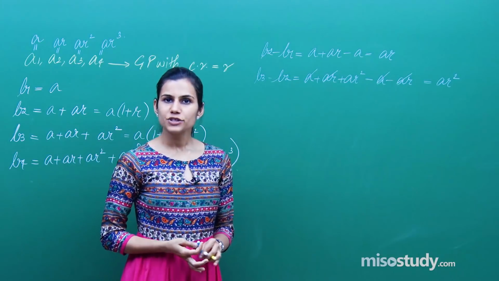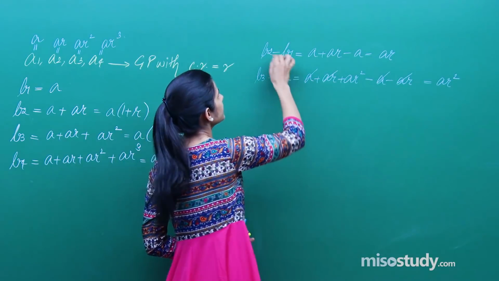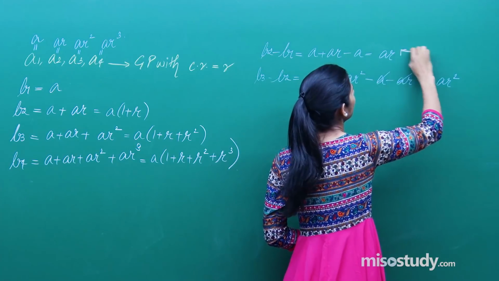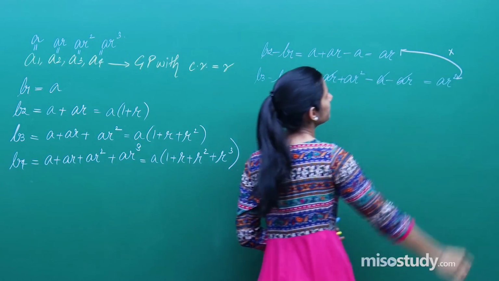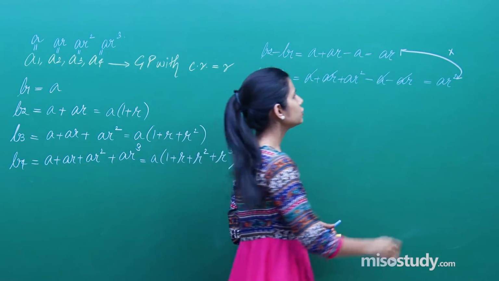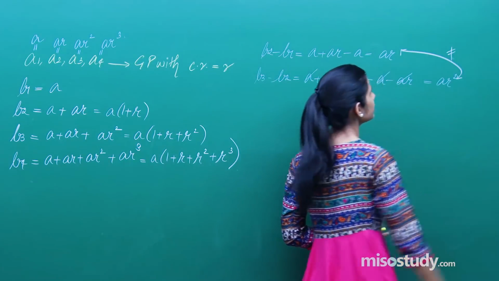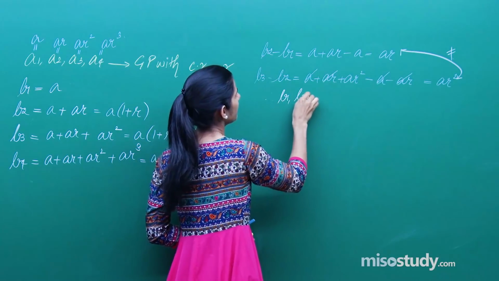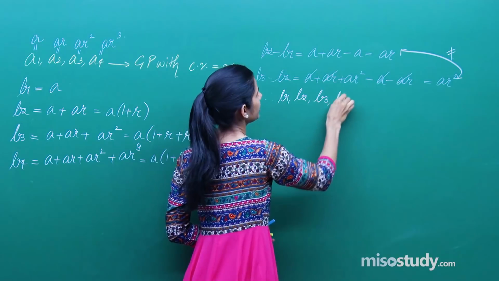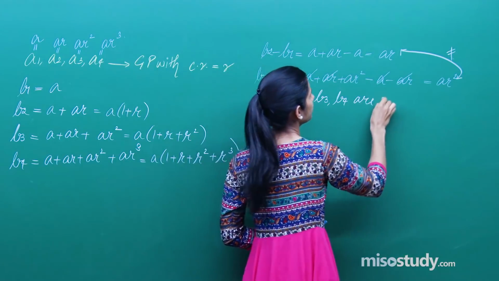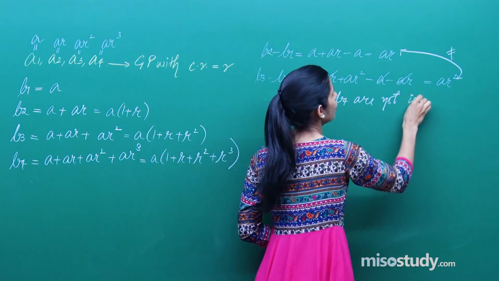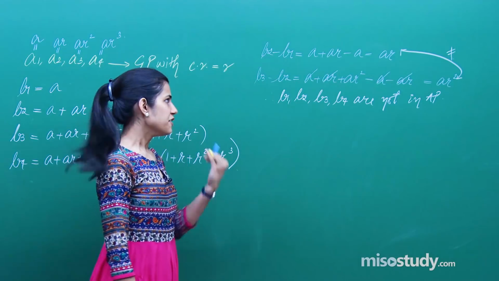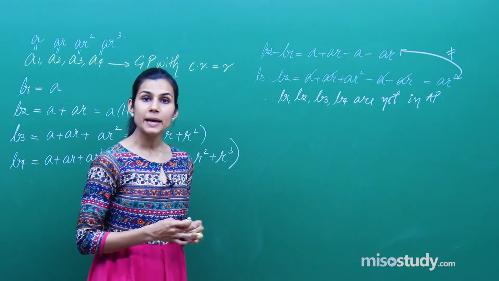Right here itself I stop because I see that B2 minus B1 is not equal to B3 minus B2. B2 minus B1 is not equal to B3 minus B2 and therefore B1, B2, B3, B4 are not in AP. Definitely they are not in AP.